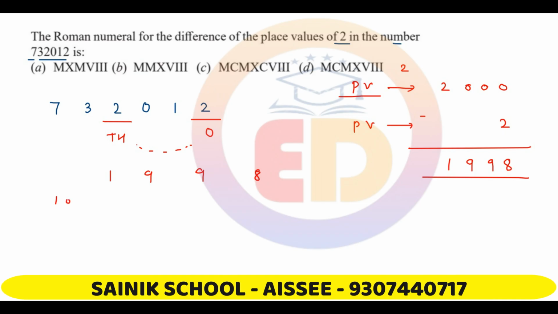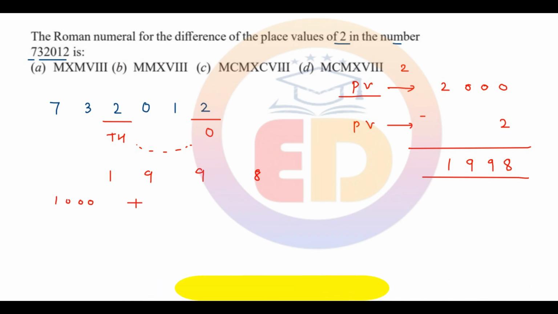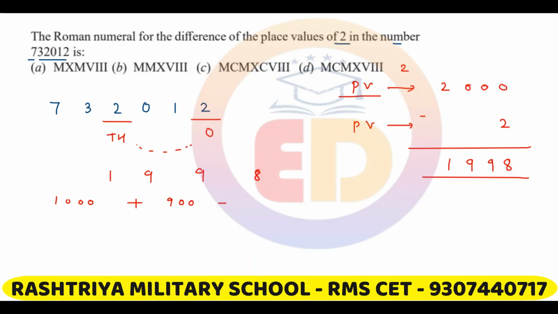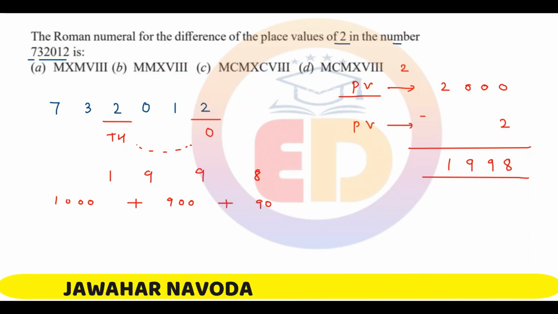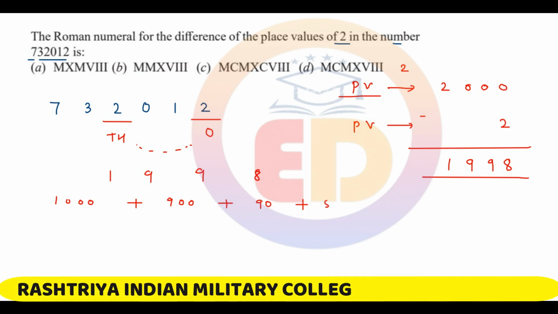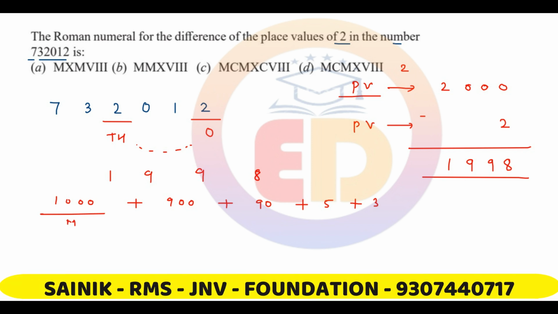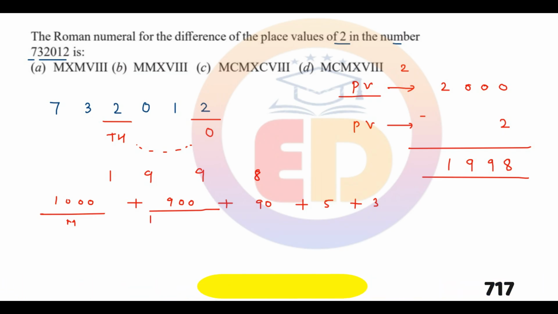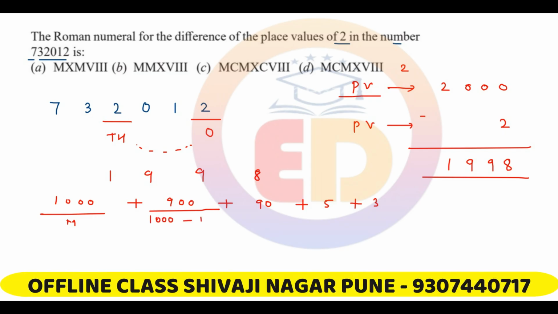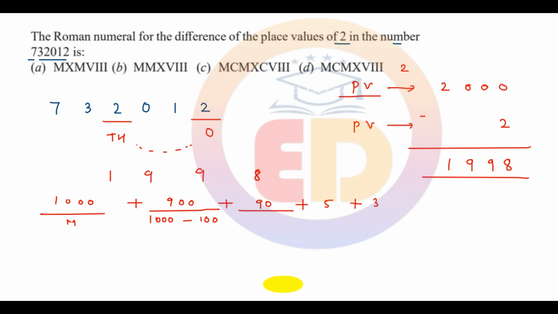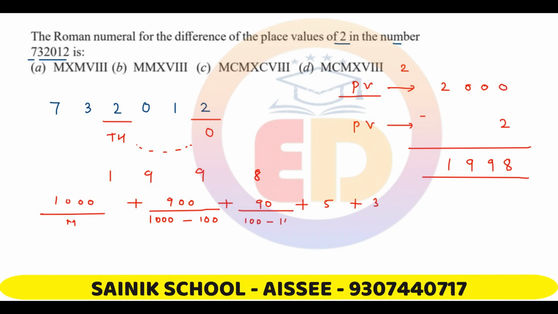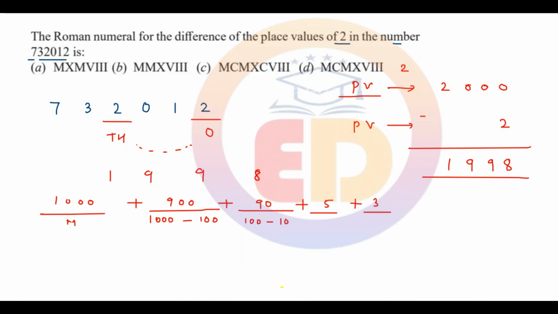That is 1000 plus 900 plus 90 plus 8, which can be broken down as 5 plus 3. 1000 is M. 900 will be written as 1000 minus 100. 90 will be written as 100 minus 10, and 5 and then 3.